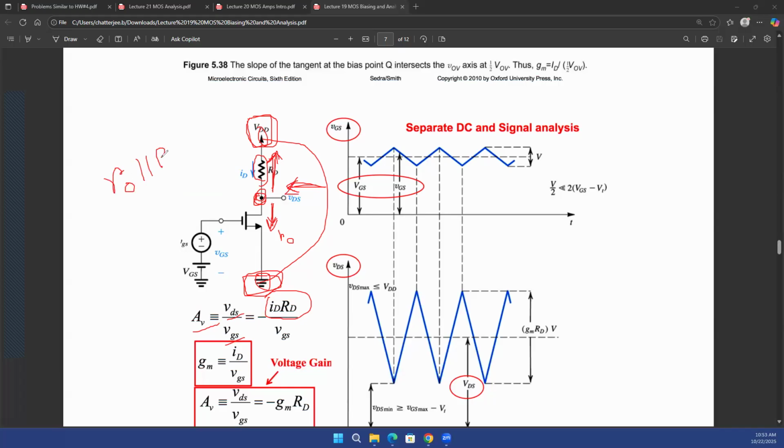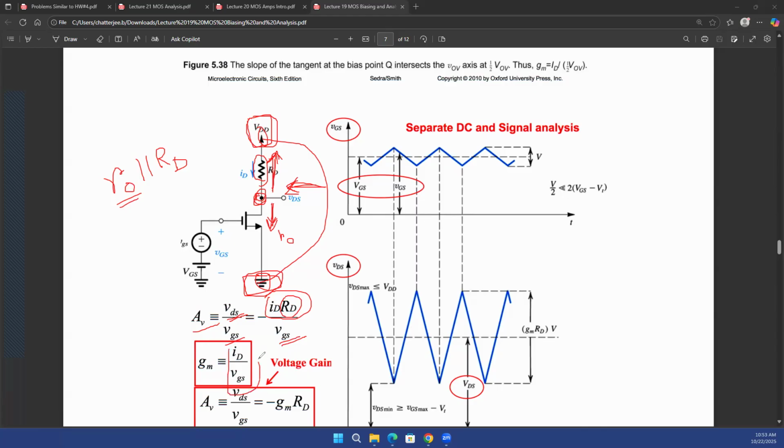and your RD. Now, if your RO is infinitely large, that is the 1 upon lambda ID of the transistor. If lambda is 0, RO is infinitely large. So RO parallel with RD is just going to be RD. So that's the output resistance in this case. So output current multiplied with output resistance gives you output voltage, that's VDS. And your input voltage was VGS anyway.